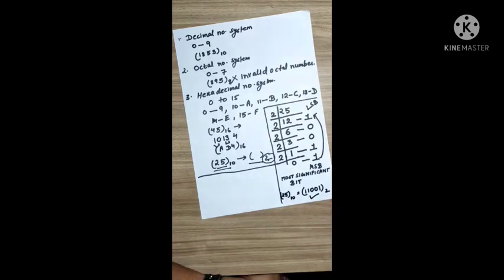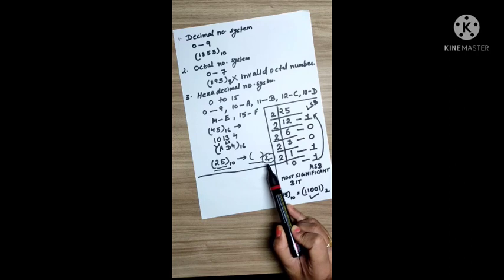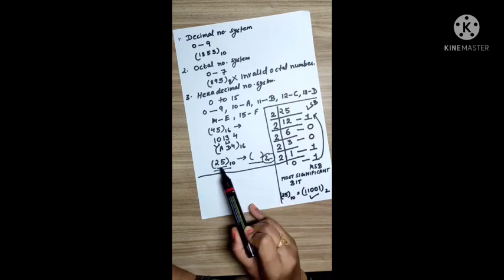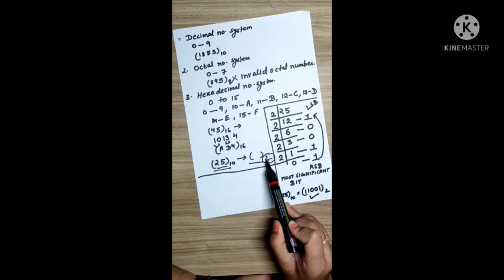I hope you all have understood this. Again, I am just explaining one more time. Just find out the number of digits in the targeted number system. Here we are going to convert this decimal number to binary, and in binary, as we know, the base of the number system is 2.